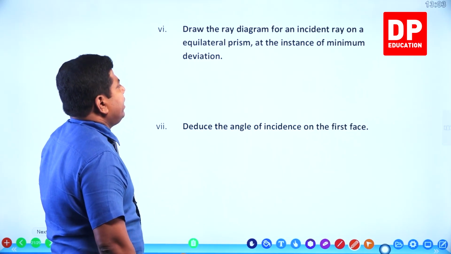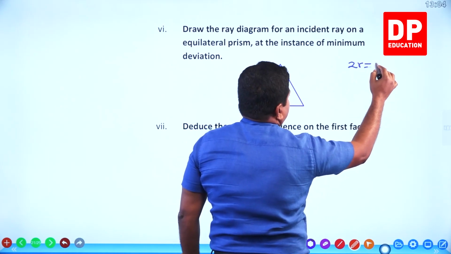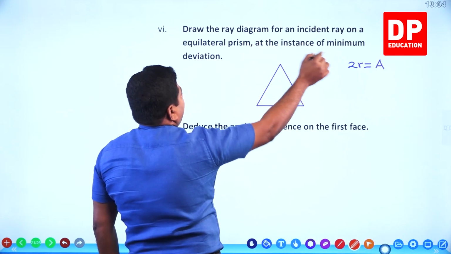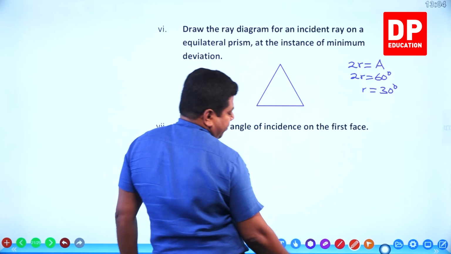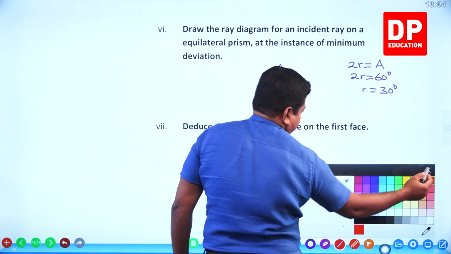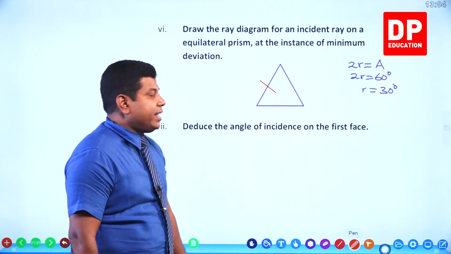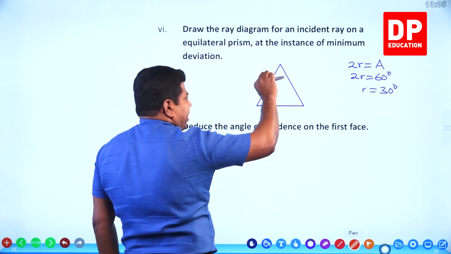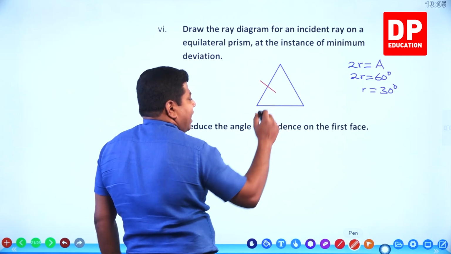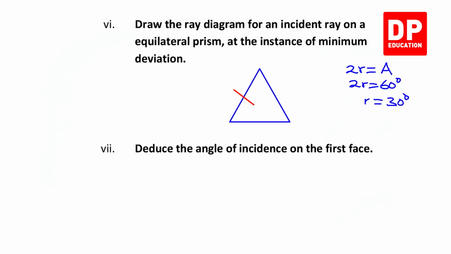Draw the ray diagram for an incident ray on an equilateral prism at the instance of minimum deviation. So see carefully, we studied a formula 2R equals A. Remember? So if it is an equilateral prism, A is 60 degree. So 2R will be 60. R will be 30. When I draw the normal here, let's say this is the normal. With the normal, refracted ray has to make 30 degree. From here 30 means with this line 60, right? You know this line is also at 60. So refracted ray is also going to make 60 degree, which means the refracted ray has to be parallel to this side. Refracted ray has to be drawn parallel to the other side of the prism.